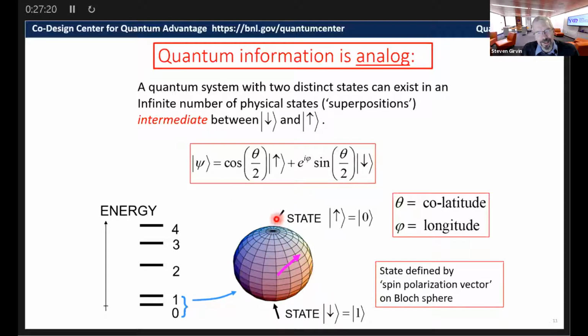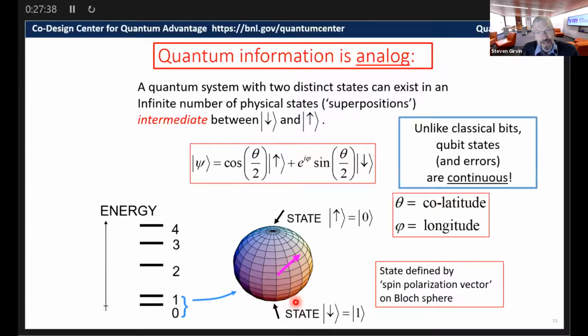And there's a continuum of such states, so it's analog. And the errors are analog. This arrow could accidentally drift around in position continuously like that. And yet remember that if I measure the energy, I always find the state either here or there. So it has both digital and analog features.